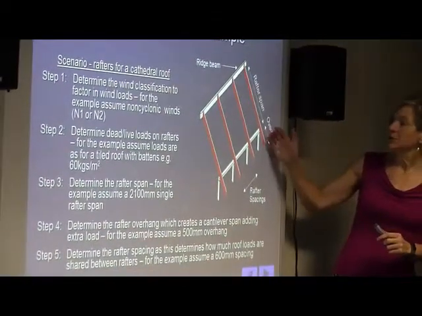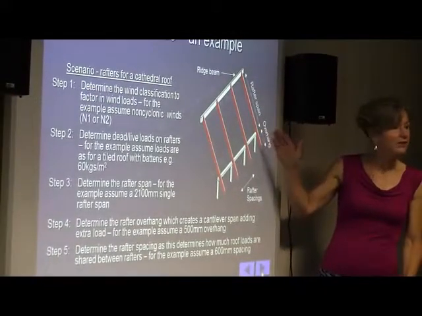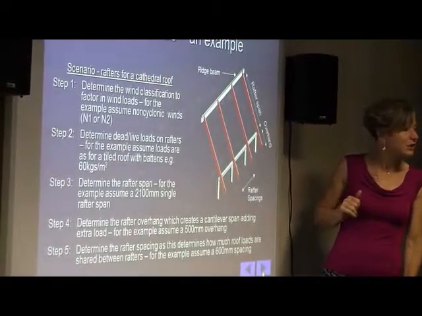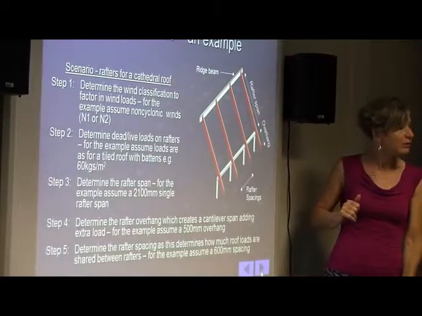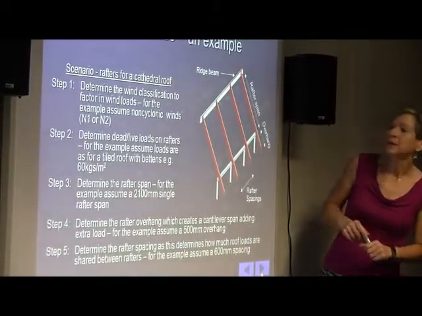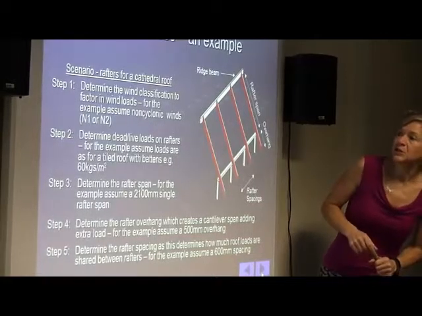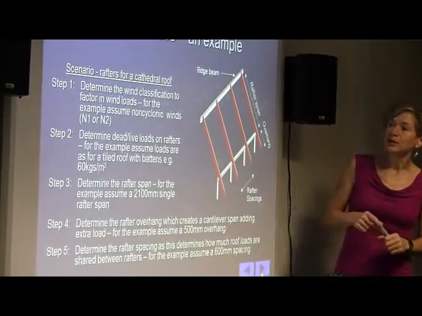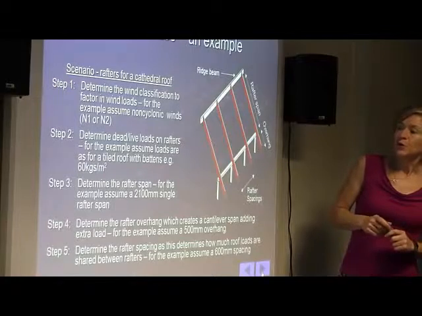And the overhang is important in the design of a rafter. It does contribute to the instability, if you like, of that rafter. And so we need to consider the overhang when we're sizing it. Okay, so the first thing that you would do is to determine the wind classification for your building.